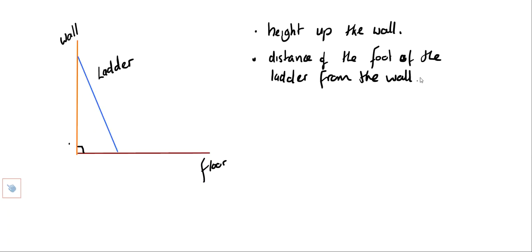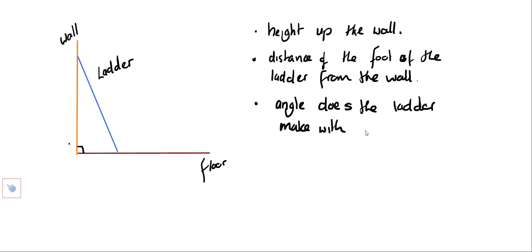Where's your feet? Yeah? The foot of the ladder. But again, this is the kind of vocabulary that does come up. So although it's an international GCSE, it can be a bit English at times. You know? The foot of the ladder from the wall. We could also say, what angle does the ladder make with the wall or floor?